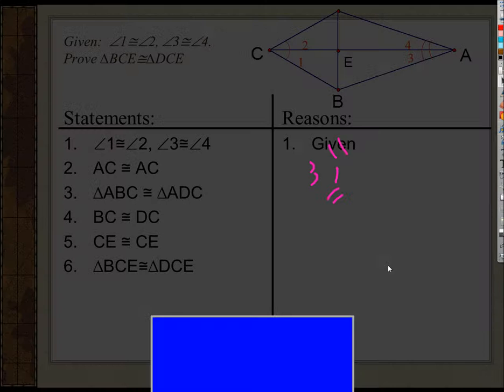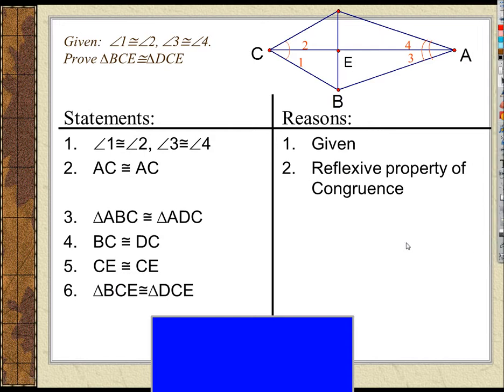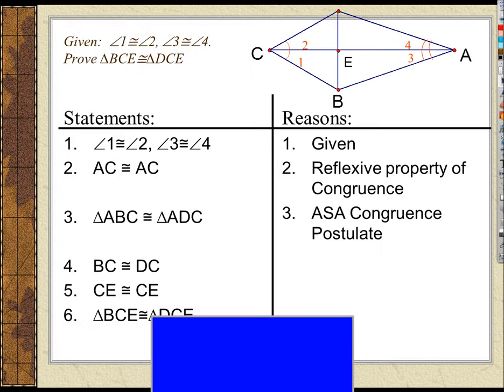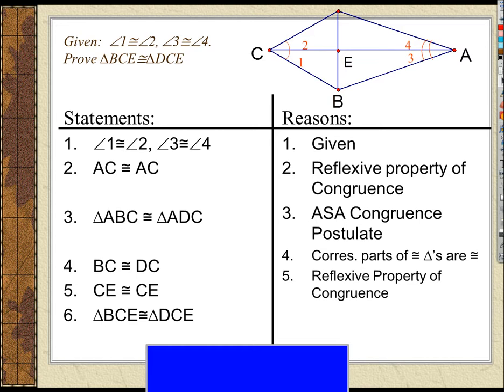Wait, there it is. So AC is congruent to itself, reflexive property. ABC is congruent to ADC. The big top one and the big bottom one are congruent by angle side angle. BC is congruent to DC by CPCTC. CE is congruent to itself. And so we can say the little guys are congruent by side angle side.